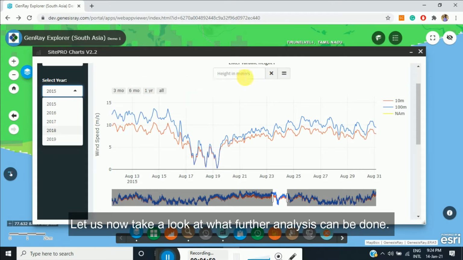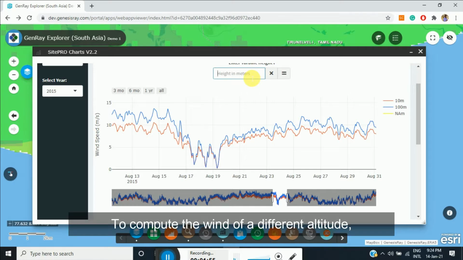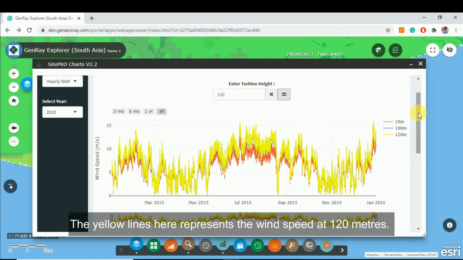Let us now take a look at what further analysis can be done. To compute the wind at a different altitude, change the turbine height here. For example, change to 120 meters. The yellow lines here represent the wind speed at 120 meters.